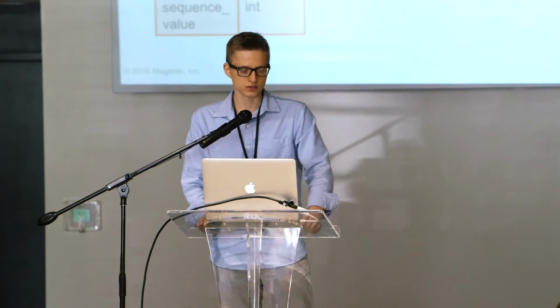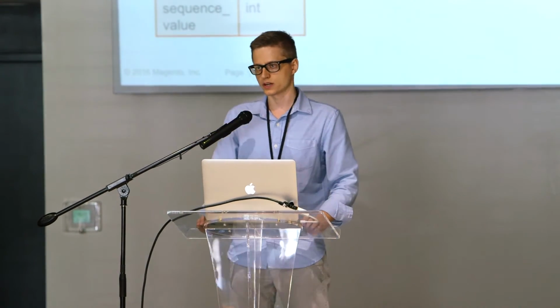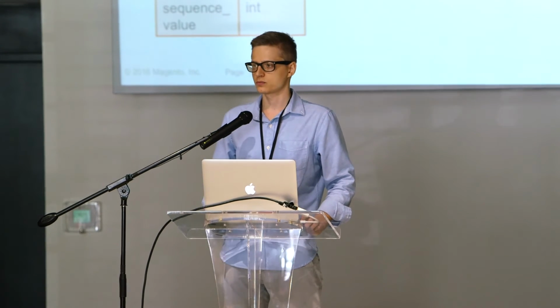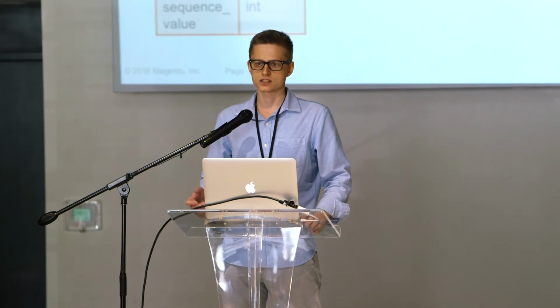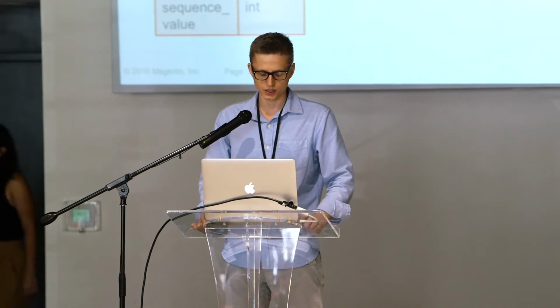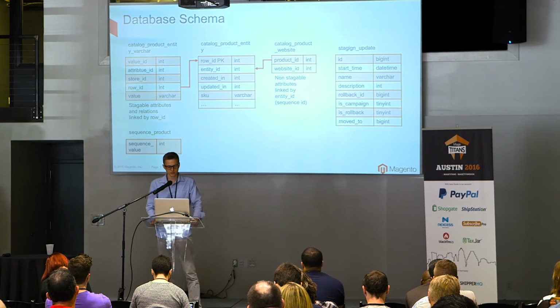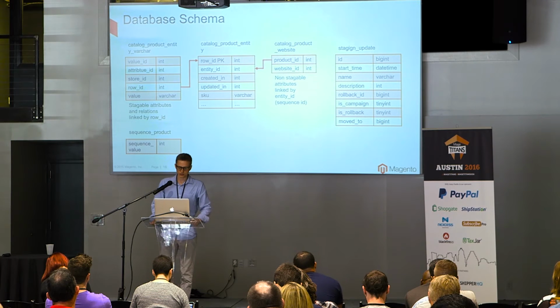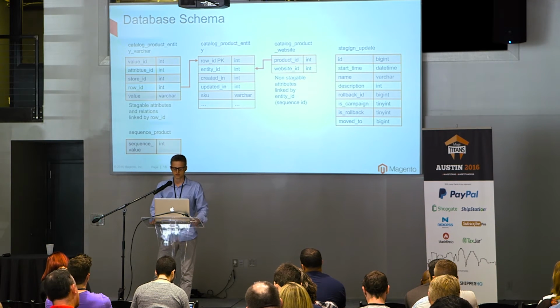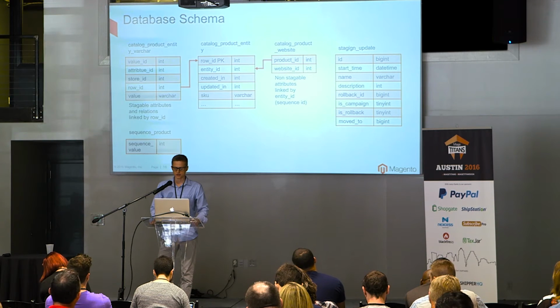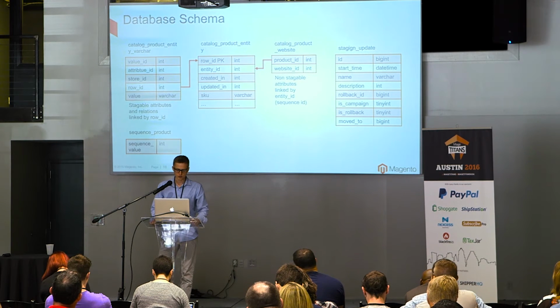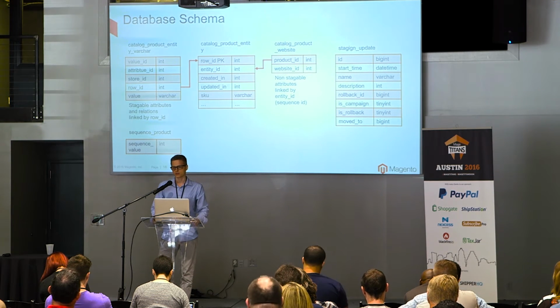In staging, you could have stageable and non-stageable attributes. Stageable attribute means that in the other versions, this attribute could have a different value. Staging attributes are linked to the main table by linked ID, and non-stageable attributes are linked to the main entity by sequence ID. We also have created in and updated in fields. These two fields specify version. I will talk about that on the next slide.